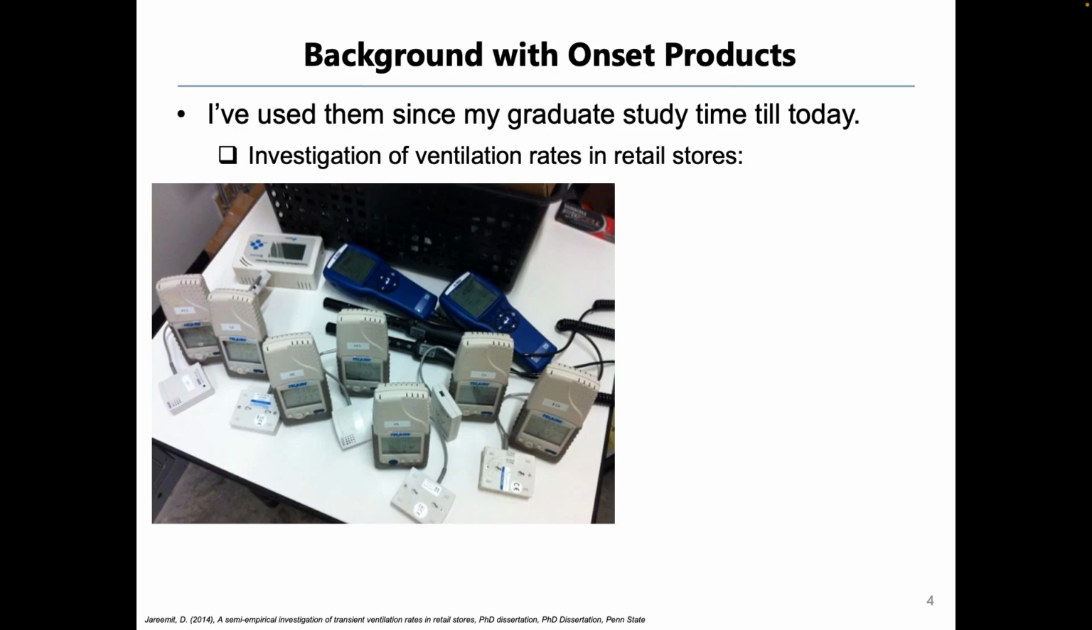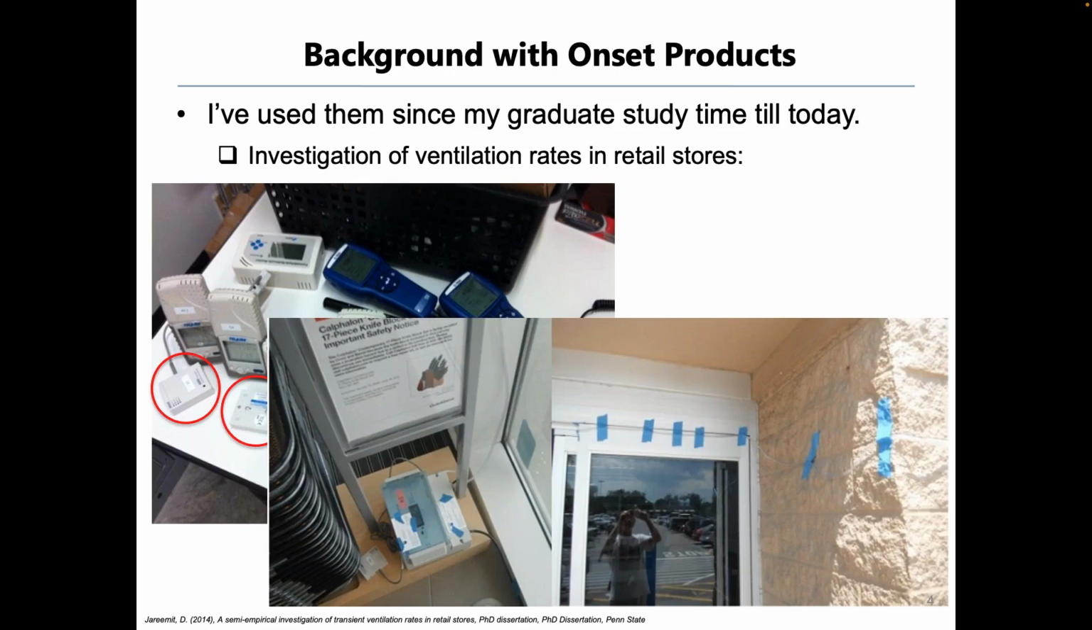Myself, I've been using Onset products from a very long time ago. During my grad school, this is a project that we had, and we were investigating ventilation rates in retail stores. As you can see here, these are the CO2 sensors connected to those old U12, I believe, data loggers. We also had to measure infiltration, meaning the unexpected air from outdoor to indoor. So we ran the tubing you can see here. These are the differential pressure transducers connected again to HOBO data loggers. This is a study I did around mid-PhD, around 2011 or so.